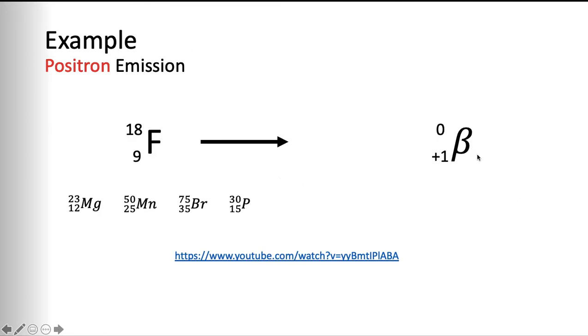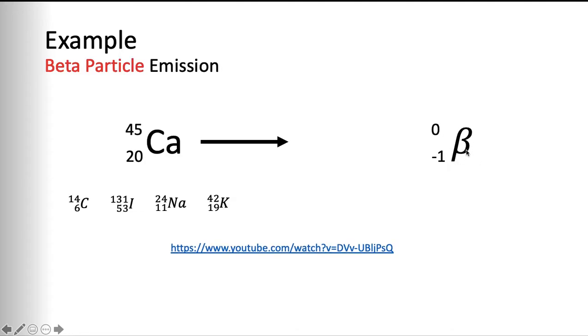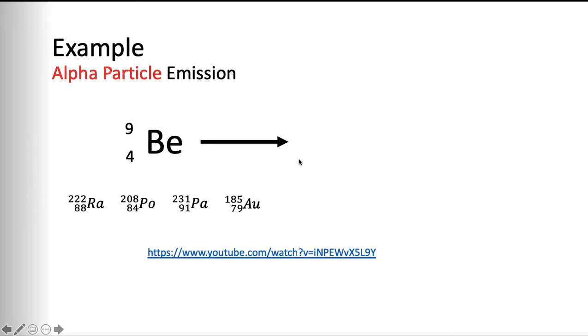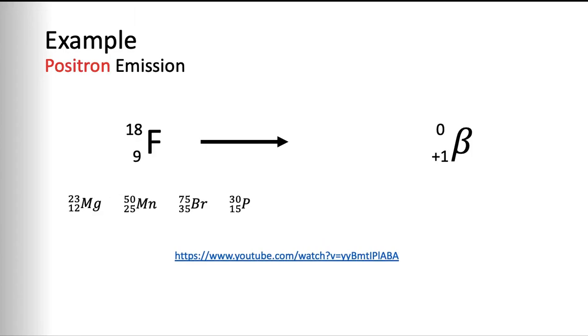But note that I just use a slightly different notation. So be familiar with both. I use the beta with a +1 instead of e with +1. And here I have a beta with a -1 instead of e with -1. And here I also use the alpha particle, the alpha with a 4 and a 2, instead of He for helium nucleus. But watch these videos and let me know if you have any questions.